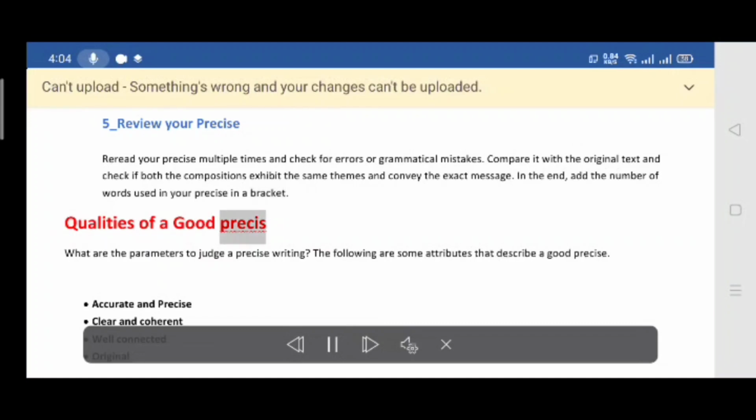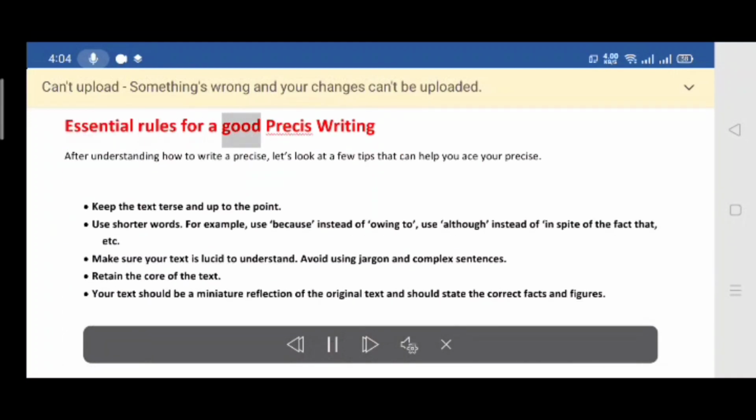Qualities of a good Précis. What are the parameters to judge a Précis writing? The following are some attributes that describe a good Précis. Accurate and precise. Clear and coherent. Well connected. Original. A suitable title. Essential rules for a good Précis writing.